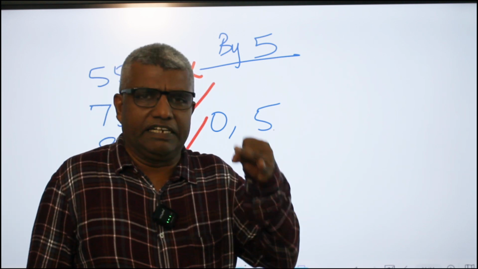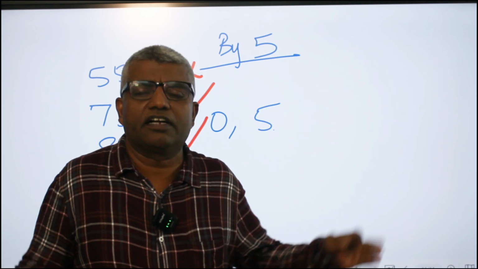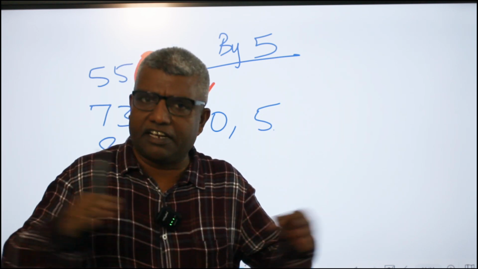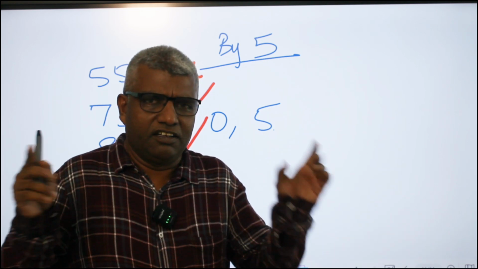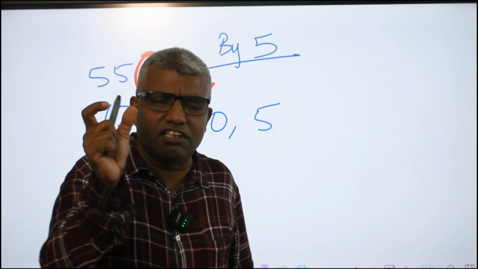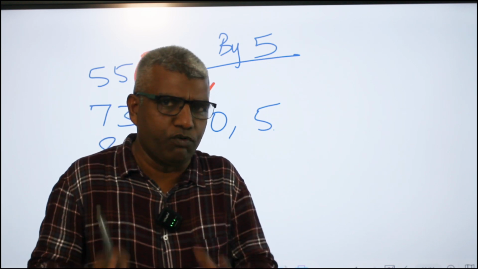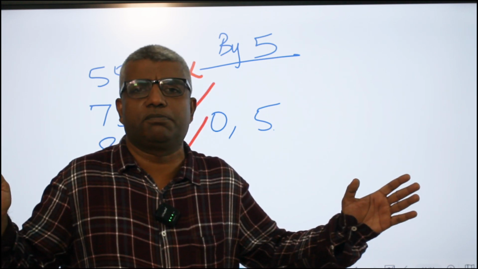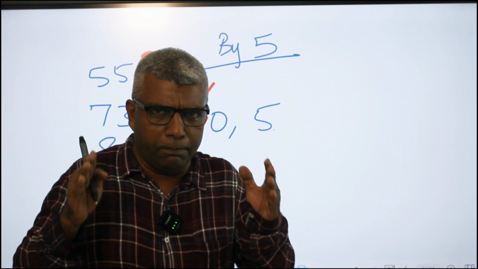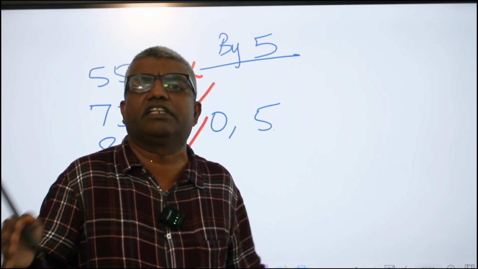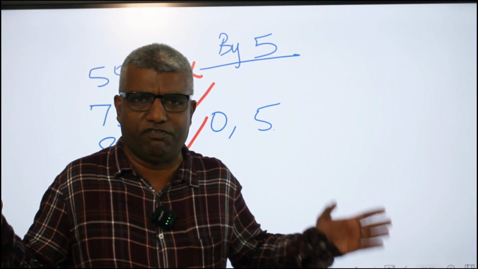Okay. Divisible by 2, check the last digit: 0, 2, 4, 6, 8. Divisibility by 3, add all the digits. If it is divisible by 3, then the entire number is divisible by 3. Divisibility by 4, check the last 2 digits. If the last 2 digits are divisible by 4, then the entire number is divisible by 4. Divisibility by 5, check the last digit. If it is 0 or 5, then the entire number is divisible by 5.